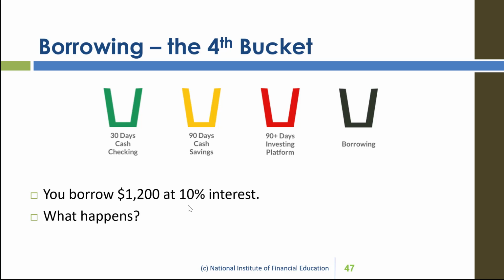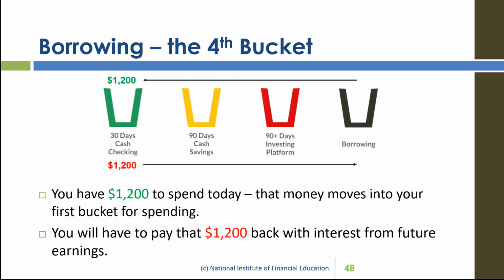But when I borrow, I put a new bucket called, it's a black bucket. And if I want to borrow $1,200 at 10%, understand what essentially is happening. When I borrow that $1,200 from someone else, I'm putting that in my current 30-day bucket. And I get to spend that $1,200 today. It becomes part of my current spending.